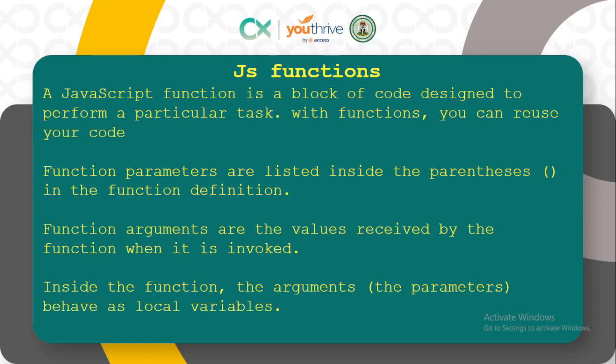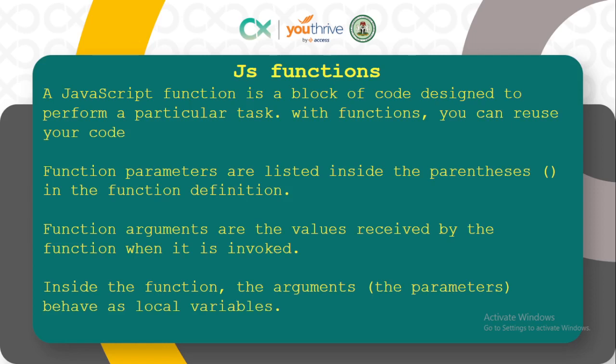Function parameters are listed inside the parentheses in the function definition. We have been using functions, like Math.pow, console.log, and Object.assign that we just used. They are all functions or methods. The difference between a function and a method: on the surface they are the same thing, but technically a method is a function that is inside a class or an object.